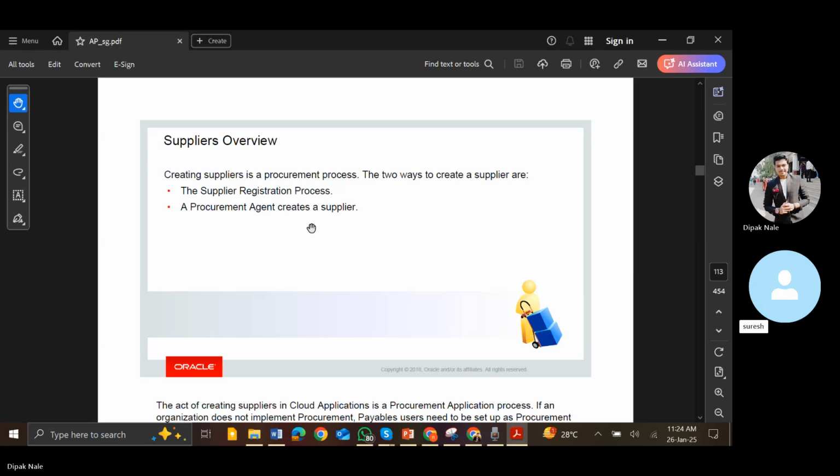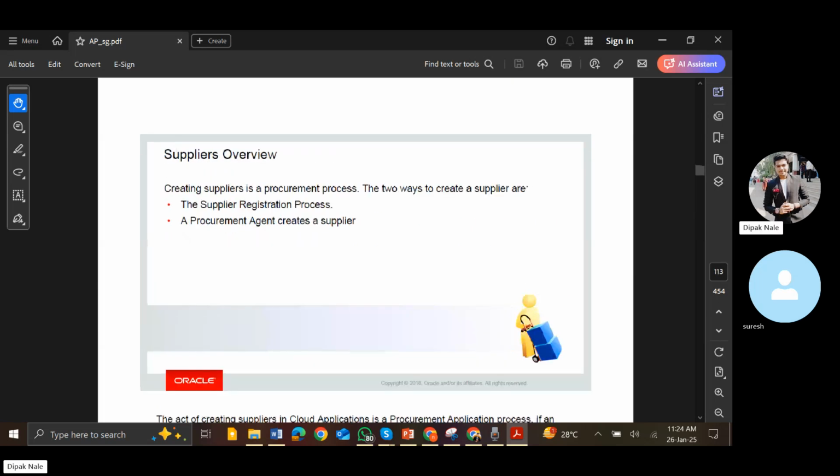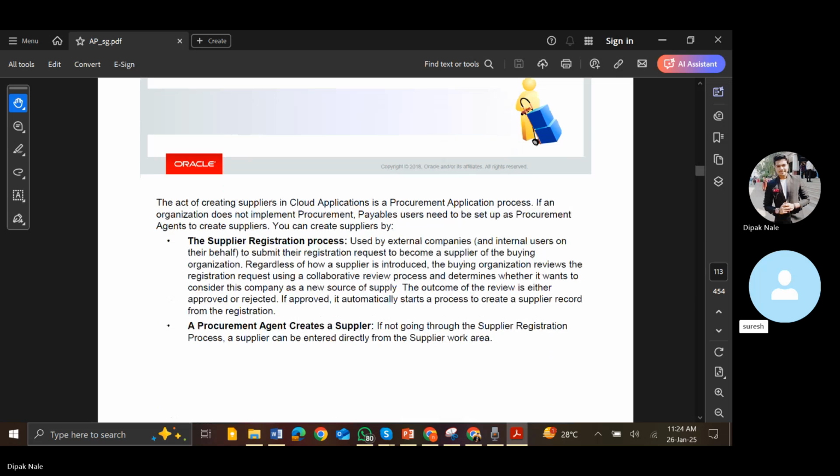Okay, come down. Supplier registration process. What is the supplier registration process? It is used by external companies. So they can create it themselves, or we can create it. Collaborative review process. Outcome is approve or reject.